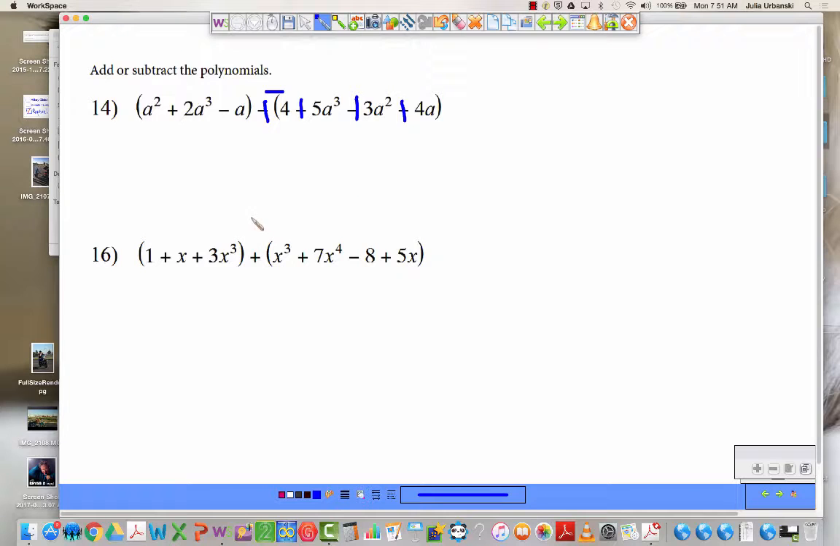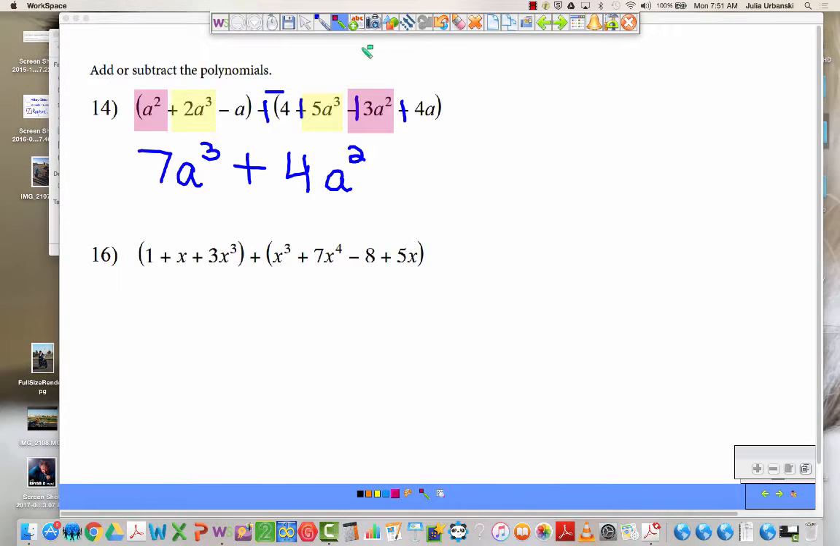All right, so I'm trying to see. So what's the highest exponent there? 3. We have 5a to the third, and we have 2a to the third, and that makes 7a to the third. The next one's highest exponent is 2. Good. So we have 3a to the second. It's positive now, and 1a to the second. You guys, so 4a to the second, good.